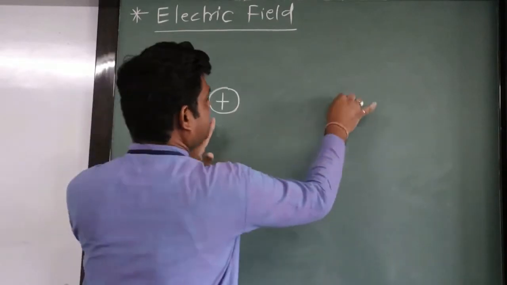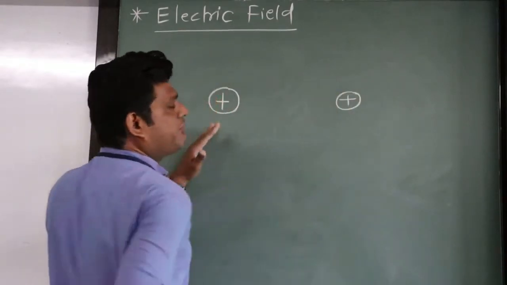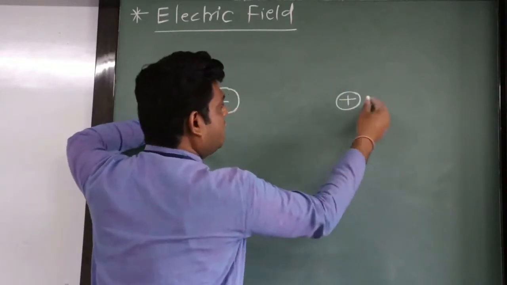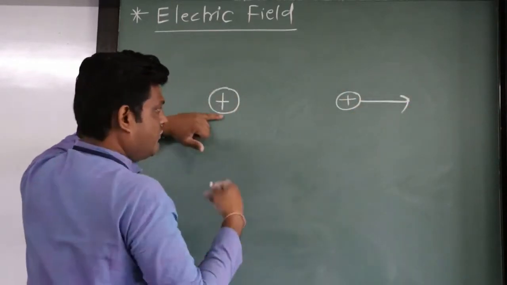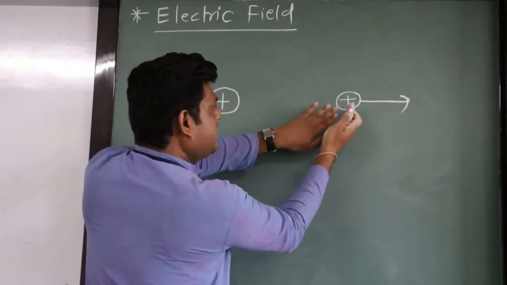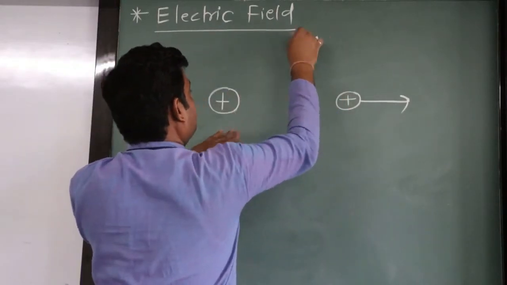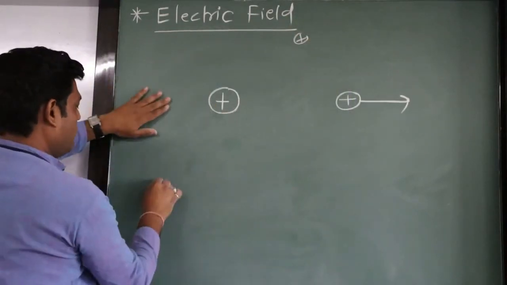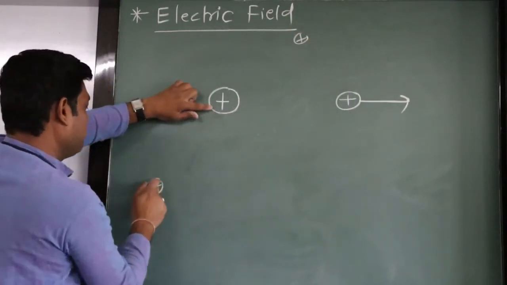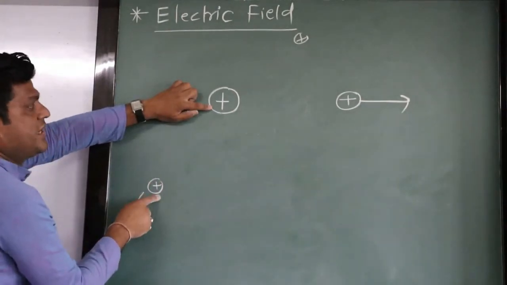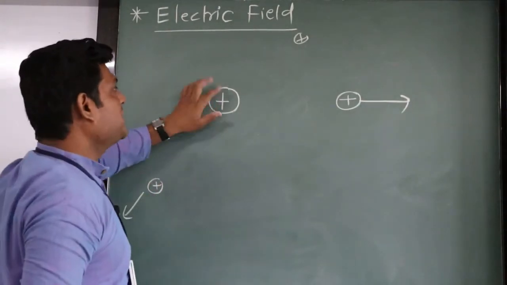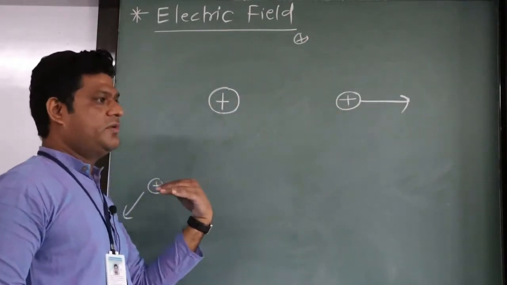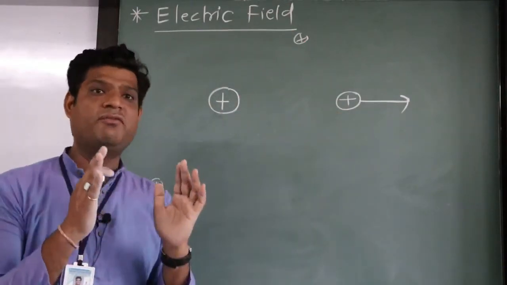If we keep a charge over here, suppose we keep one positive charge, so this charge will exert a repulsive force on this charge. If we put a charge over here, what will happen? Again this charge will repel this charge. This means this charge is repelling another charge. If we put a minus charge, it will attract, but we are discussing only force.